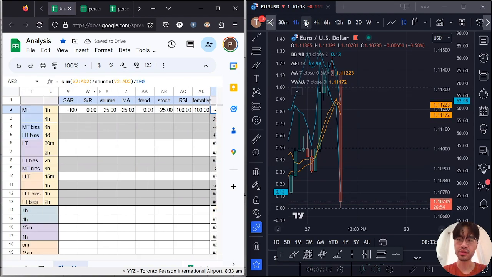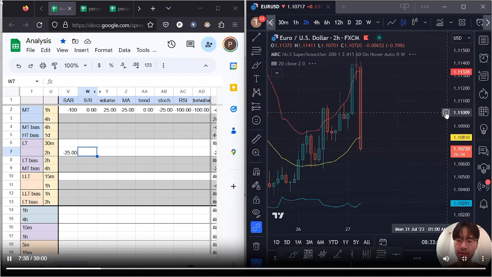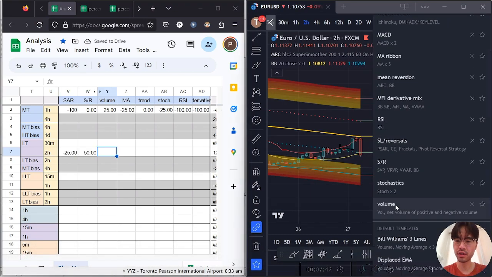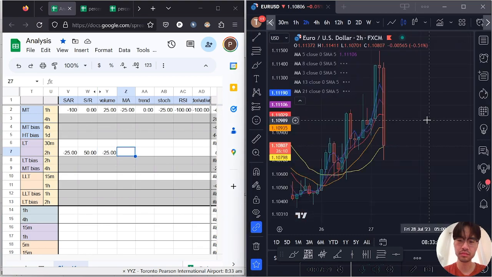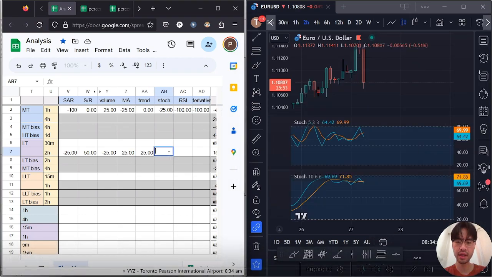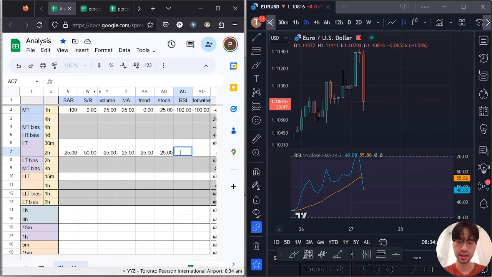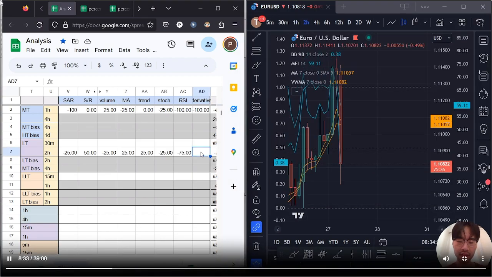Okay, so the 2-hour, let's give it a negative 25. Inversion, 50. Volume, give it a negative 25. MACD, 25. And 25. Stochastics, negative 25. RSI, negative 75. For the derivative, negative 50.